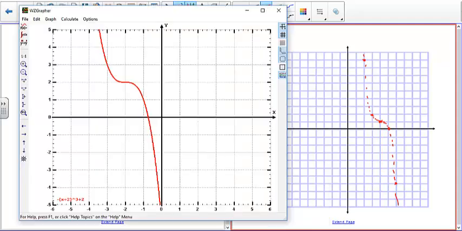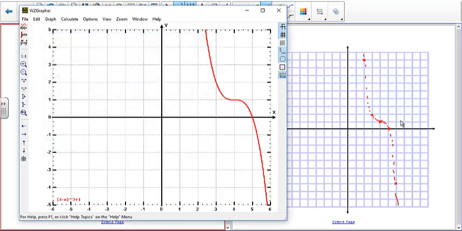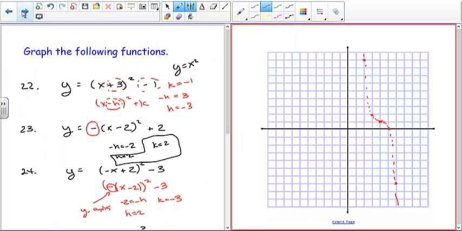And just to confirm this, we'll take that negative off the front. In the parentheses, we have 4 minus x cubed, and we have plus 1. Graph. So there it is. 1, 2, 3, 4, up 1, so that's that point. And then we go over 1, down 1. So this point corresponds with that point. This point corresponds with that point. Okay, so that's the first bunch. Let's go to the next bunch now.